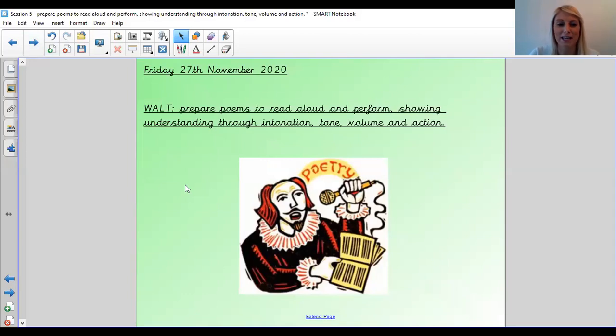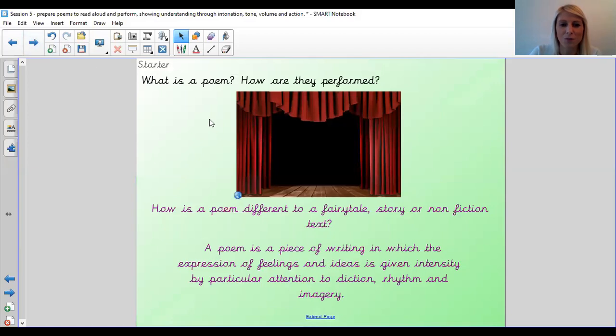So our Walt for today is to prepare poems to read aloud and perform, showing understanding through intonation, tone, volume and action. So something a bit different today, but we thought it would make more sense to wait and write our hot task together in school, our explanation text that you've been planning. So we wanted to put something a bit more fun in for you today. So we're going to work on some performance poetry, okay? So first of all, what is a poem and how are they performed?